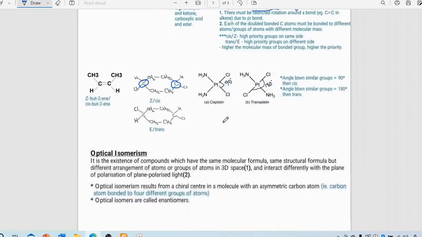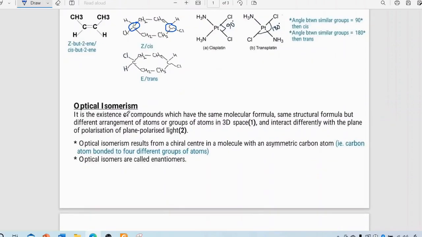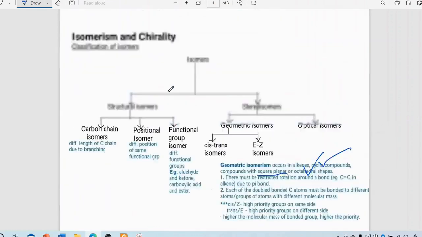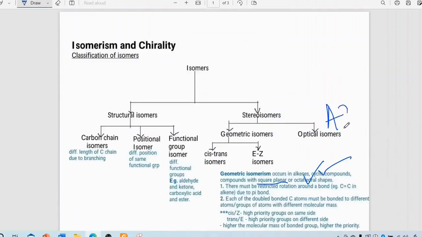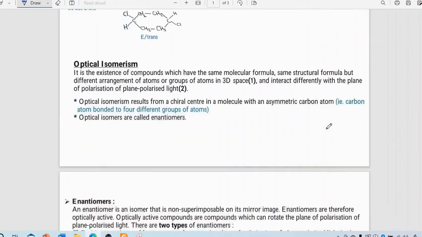So, okay, now A2. Now the more important stuff. So optical isomerism. All of these are done. Now this stuff. So brace yourself.